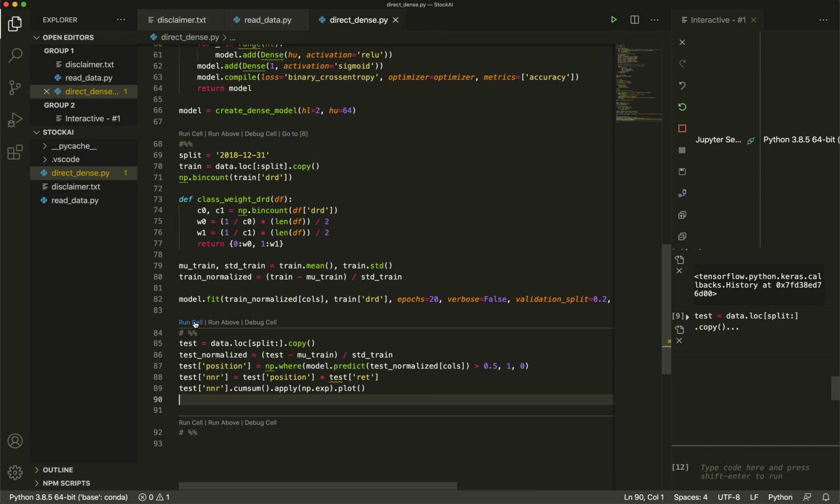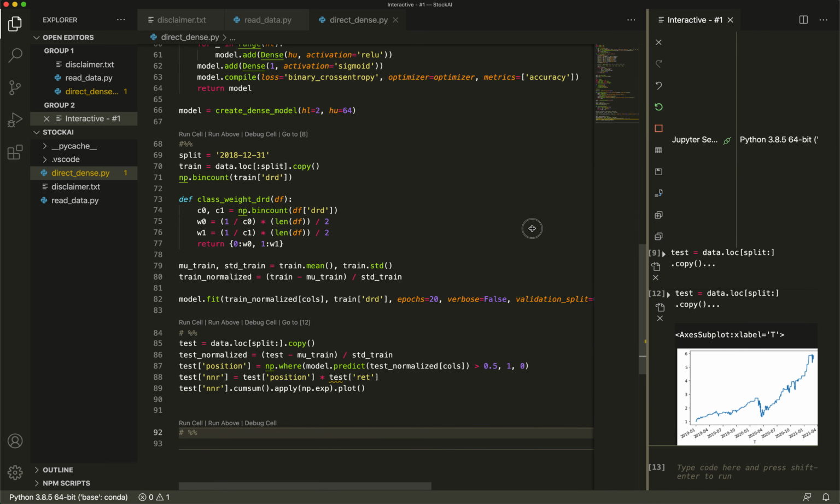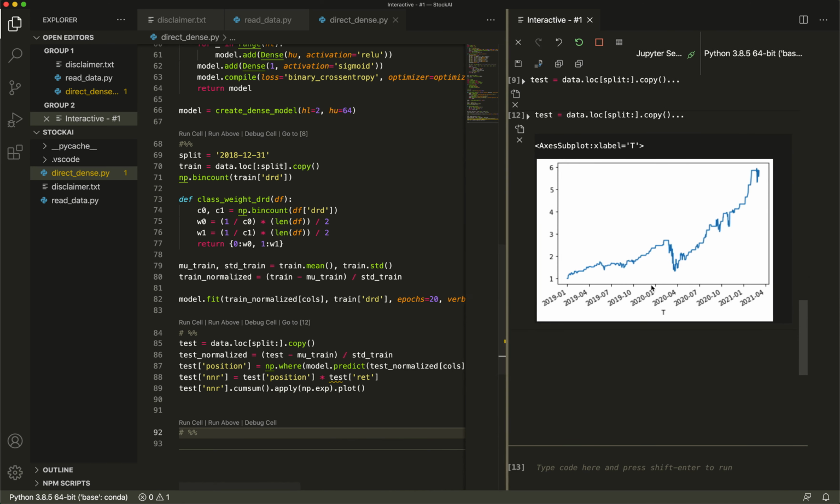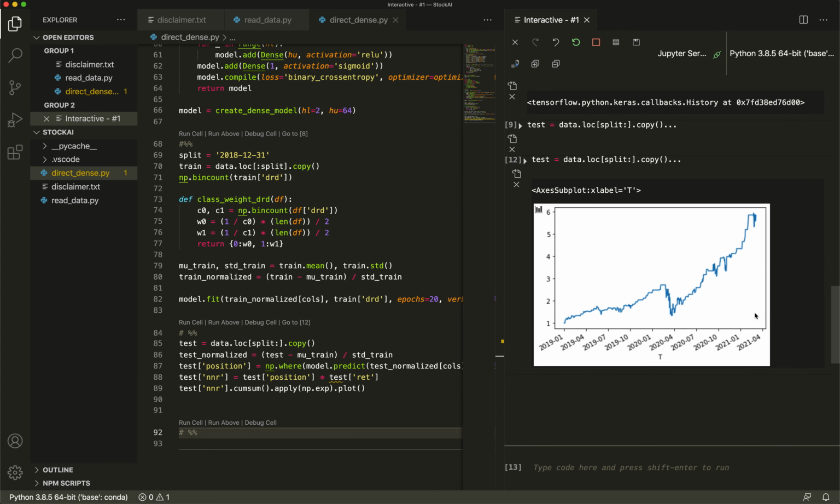And then if we run this cell, we should be able to get a figure showing us the accumulative return of this neural network-based strategy. And that's this curve. So this is the time period for the testing data. It goes from January of 2019 to about the beginning of March 2021, right? And the accumulative return is probably close to 5 point something. It's basically between 5 and 6.